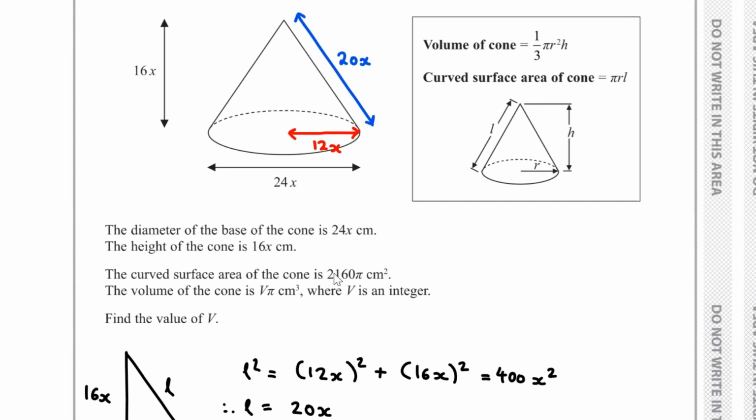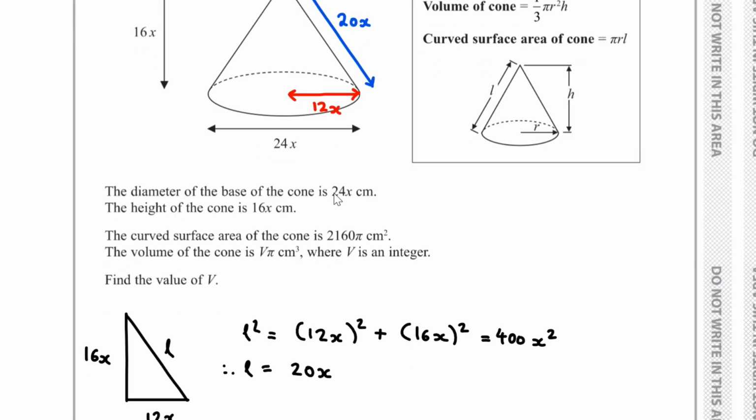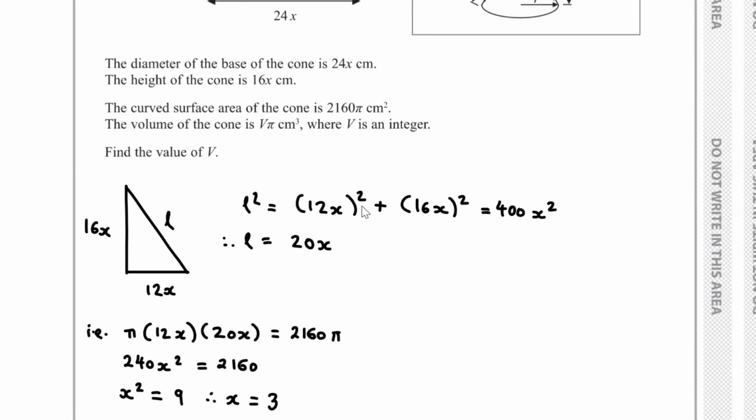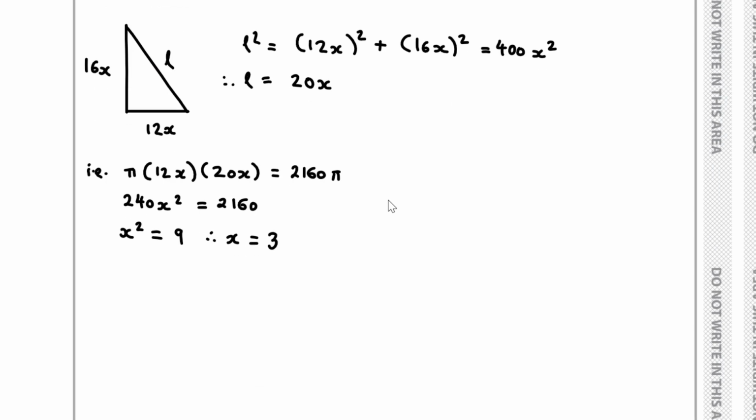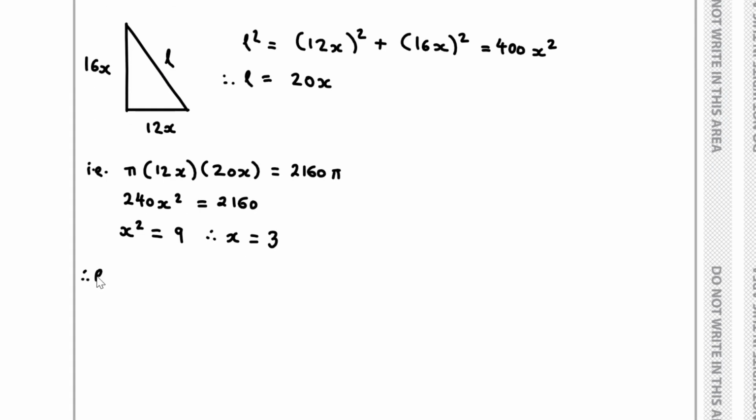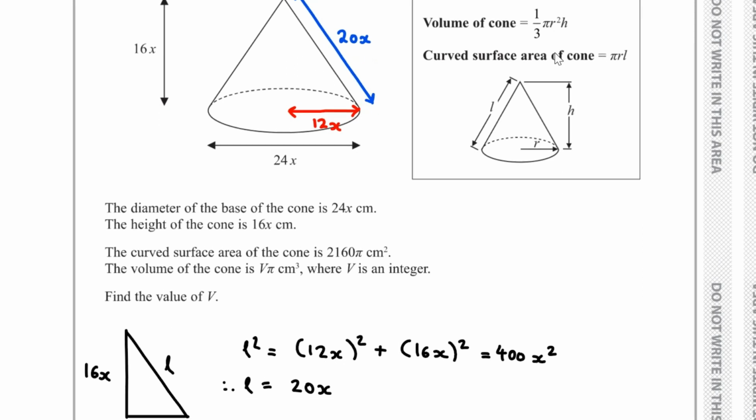So we can find out the radius. You'd find the radius over here to equal 12 times by 3, which is 36, and the height, that's equal to 16 times 3, which is 48. So now we can find the volume using this formula here.